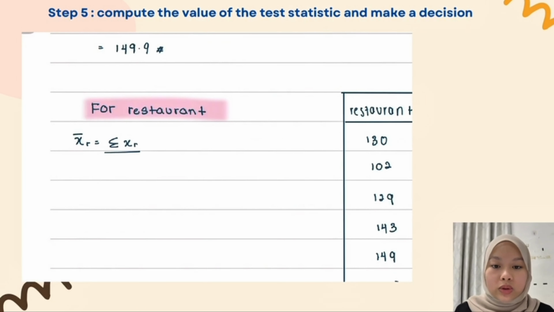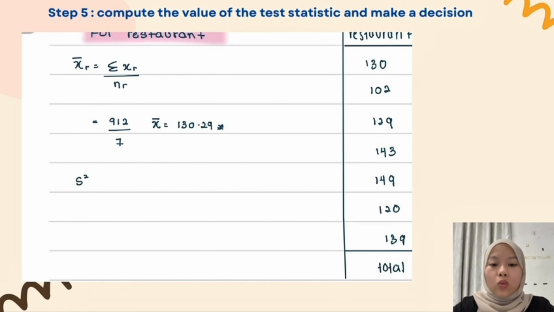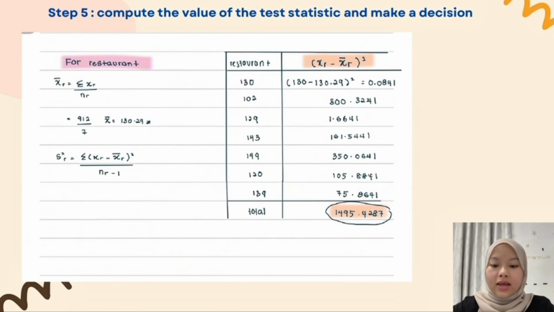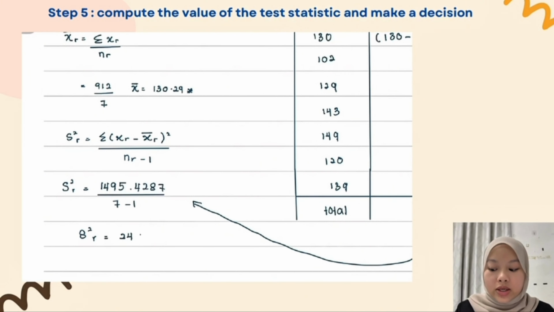Let's continue to calculate the mean for the restaurant. So we use the same formula, which is the sum of all values divided by the number of values. So the sum of values for the restaurant is 912 divided by 7. So we get the mean is 130.29. After that, we can calculate the sample variance for the restaurant. We use the same formula. I get the total of (x minus mean) squared is 1495.4287. So I divide by 7 minus 1. So I get the sample variance for the restaurant is 249.24.